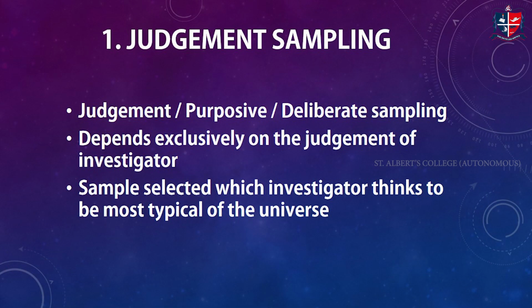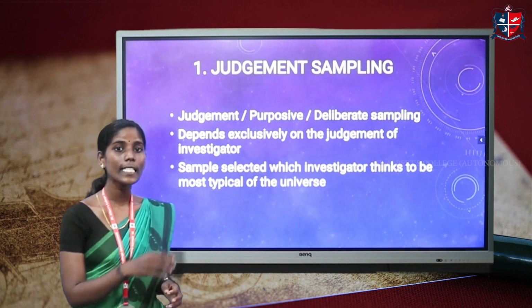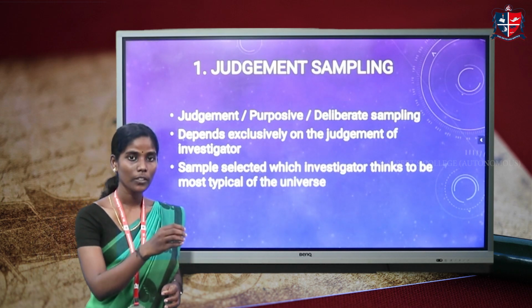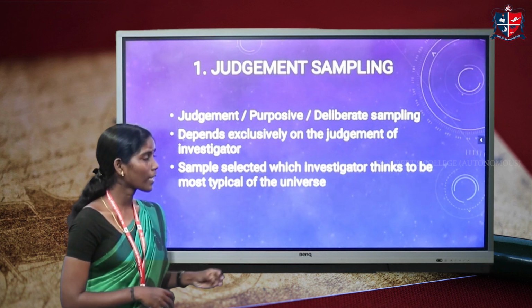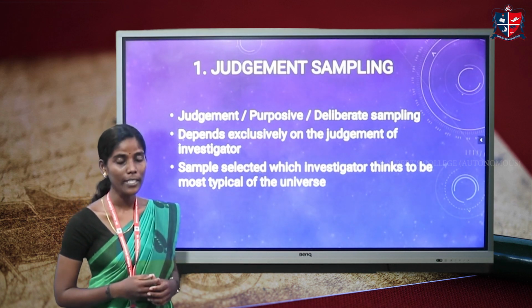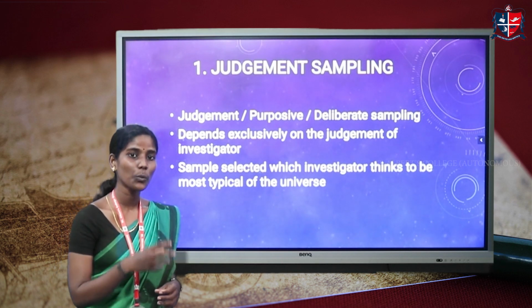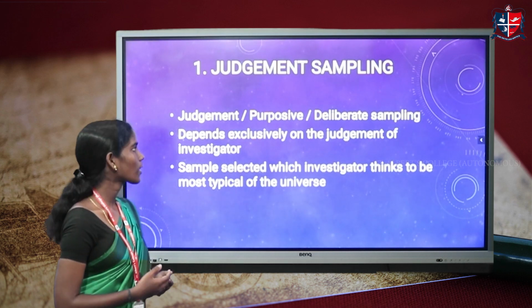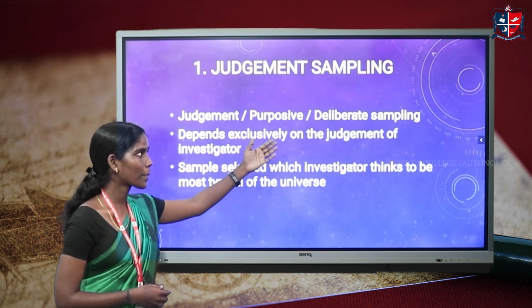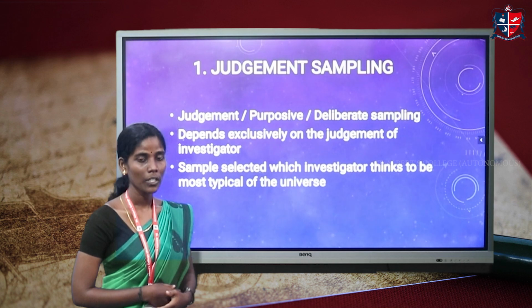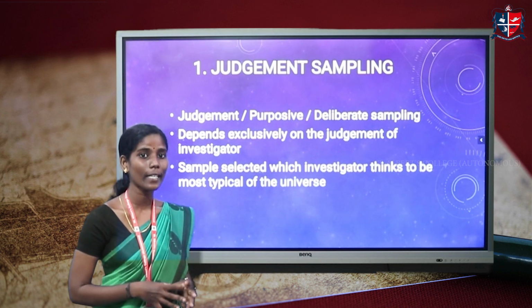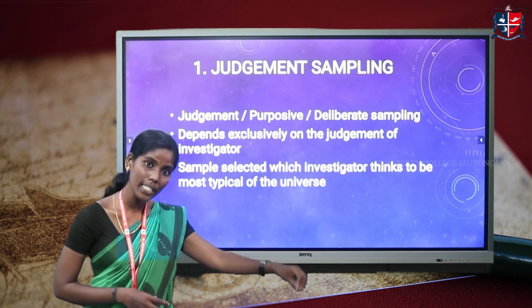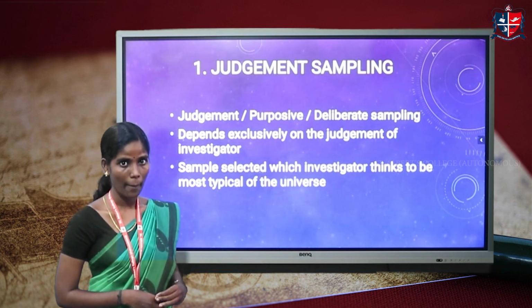First one, judgment sampling. Here the researcher purposefully selects a unit as the sample. Okay, he makes a judgment regarding the unit and he purposefully selects the units as sample. So it can be called judgment, purposive or deliberate sampling. So I have already said that here the researcher deliberately or purposefully selects some units from the population as the sample.